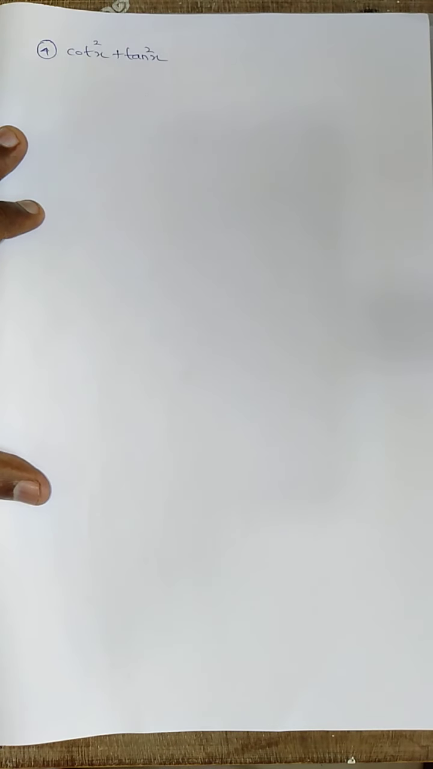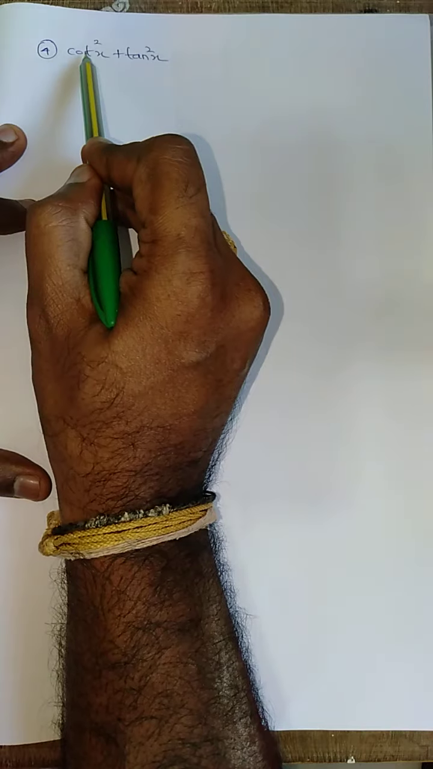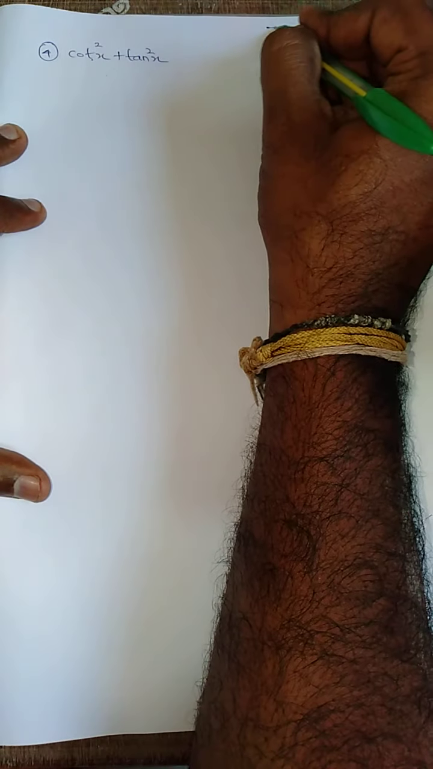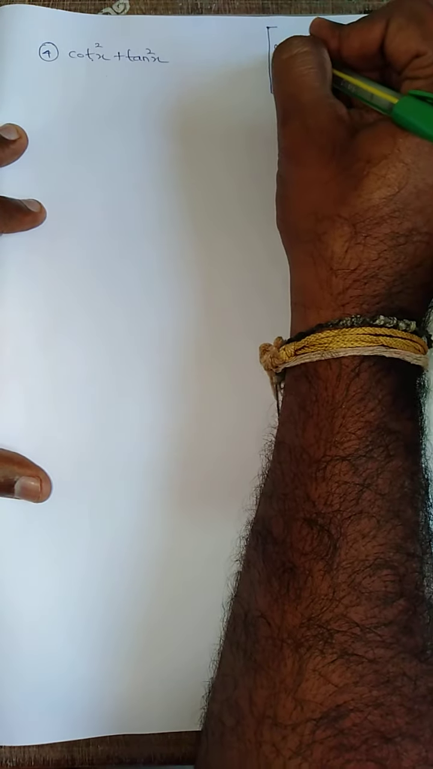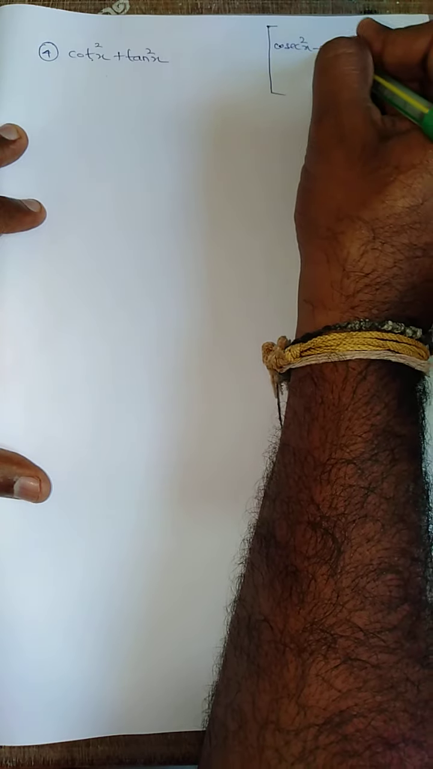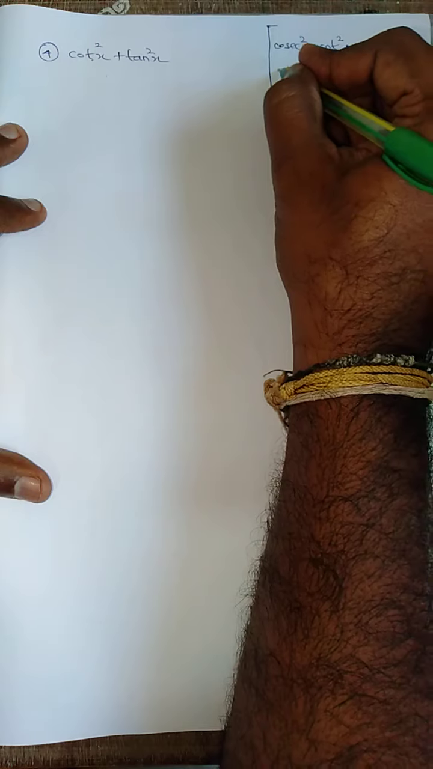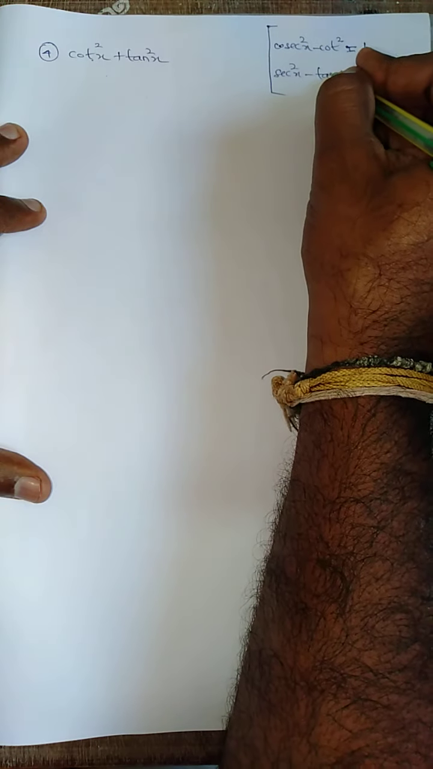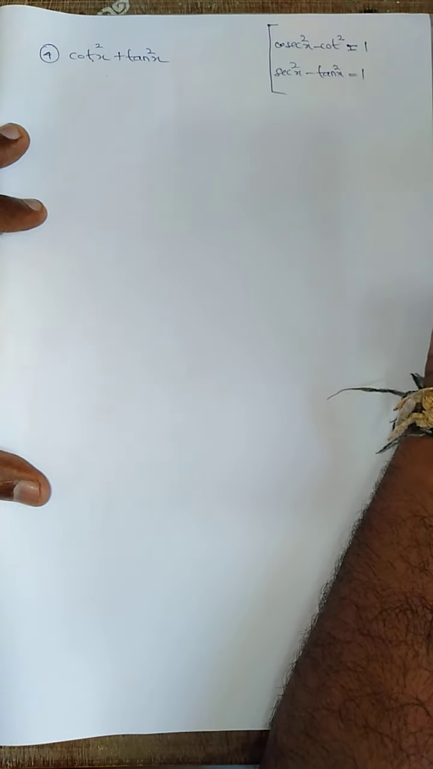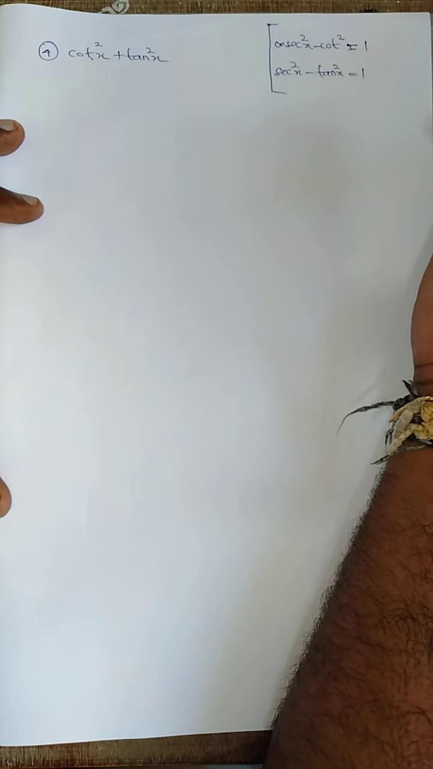Fourth sum, integrate cot square x plus tan square x. We need to integrate. There is no straight integration for cot square x and tan square x, so we need to use formulas. What is the formula? We know cosecant square x minus cot square x is equal to 1. The same way, secant square x minus tan square x is equal to 1. Using this only, we are going to solve this sum.